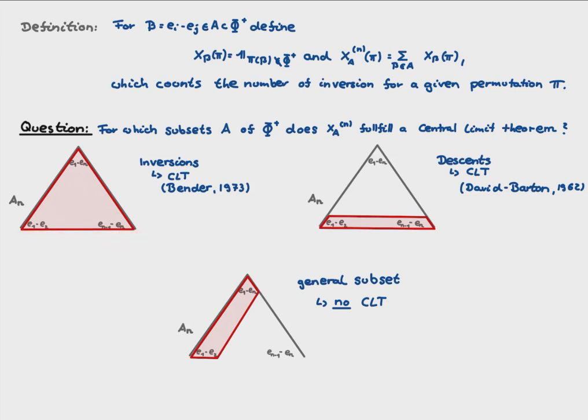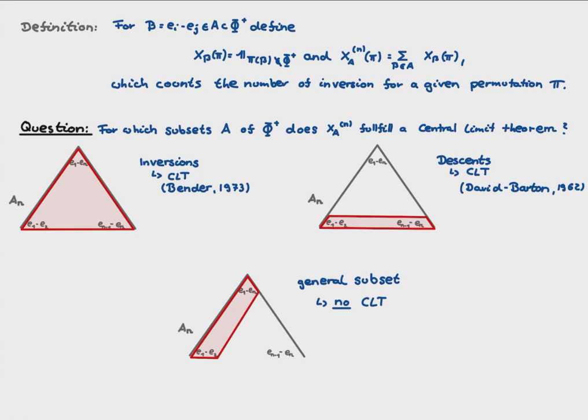We've seen that in case of capital A containing all roots, the statistic of inversions is represented, and the CLT was proven by Bender in 1973 already. For capital A containing all roots within the first row of a root poset, the statistic of descents is represented, and the CLT was proven by David and Barton in 1962.